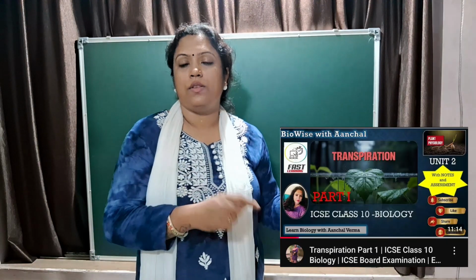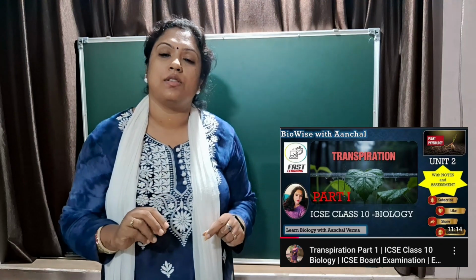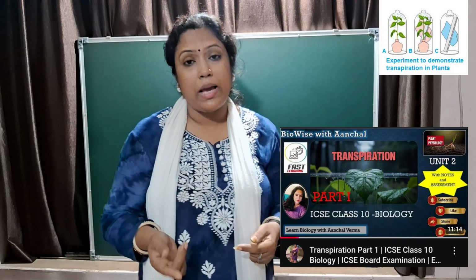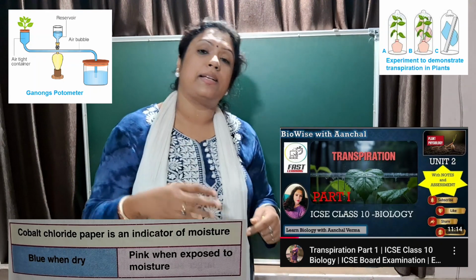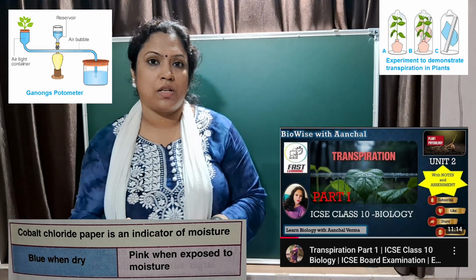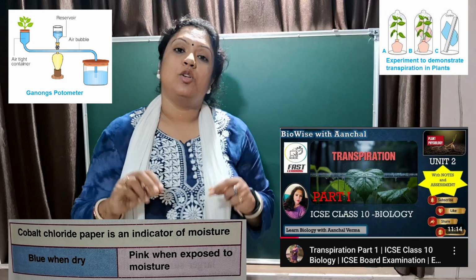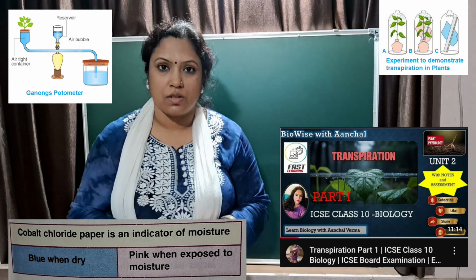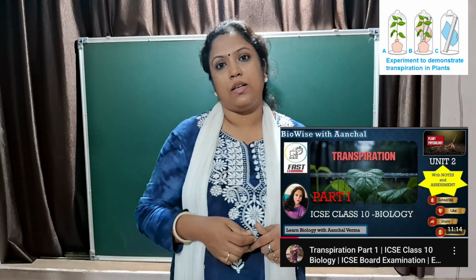All those who have seen my previous video know that the first part of transpiration, the link of which is given in the description, is already done. So you are aware about transpiration, its definition, its importance to the plant, the different types of transpiration, the experiments that can be asked on the process of transpiration, and also the use of cobalt chloride paper to detect the amount of moisture, right? So today we will be talking about the factors affecting transpiration.